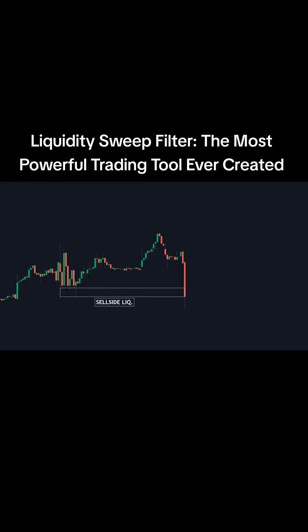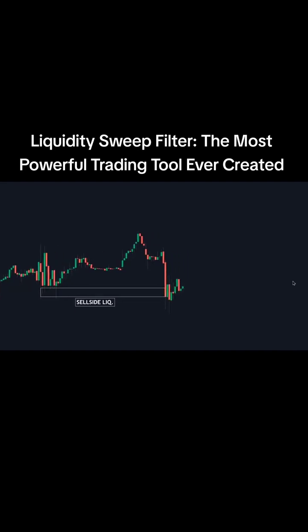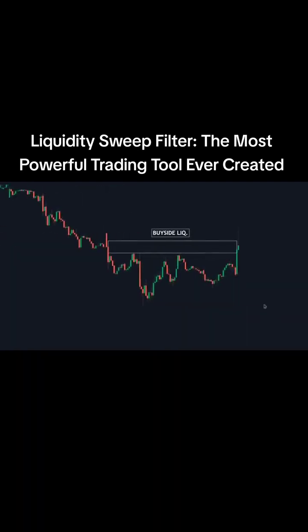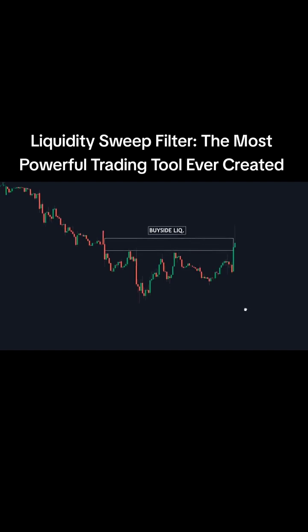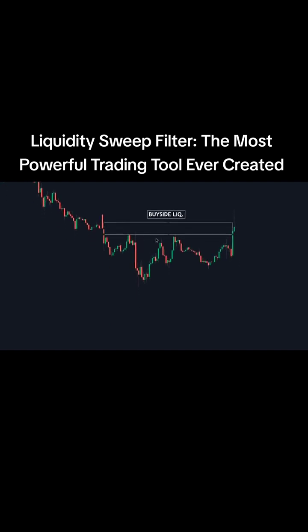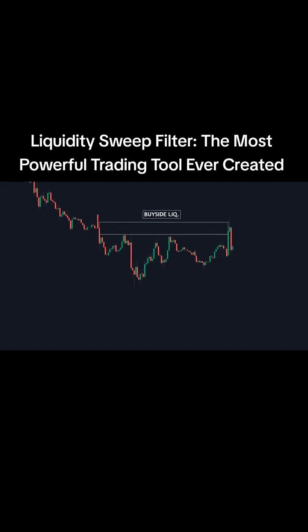So what would happen if the price were to sweep a sell-side liquidity? Well, most of the time, the price goes up. Now, what would happen if the price were to sweep a buy-side liquidity? Well, it's the opposite. The price goes down.